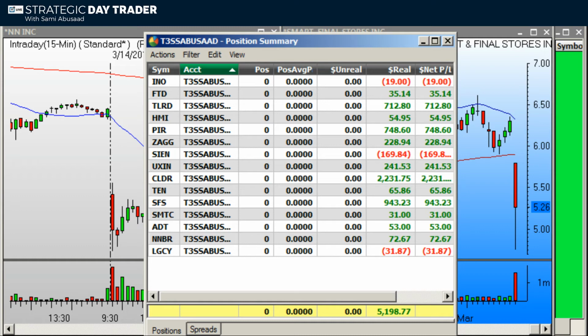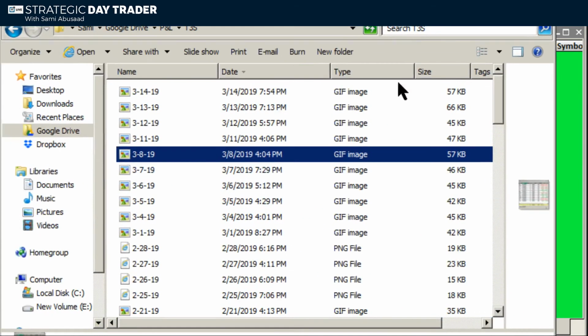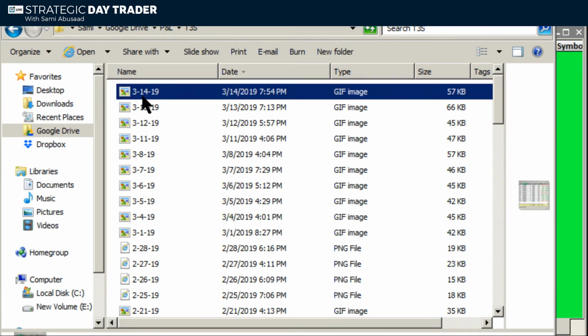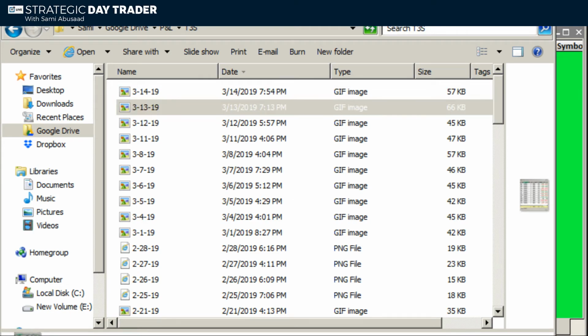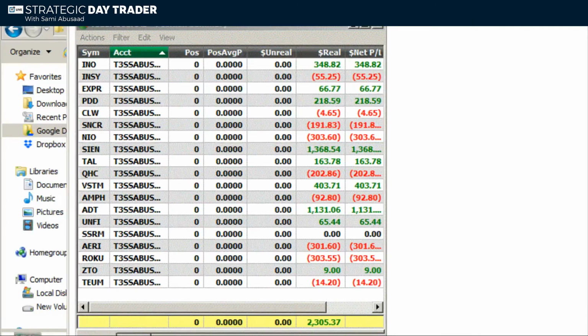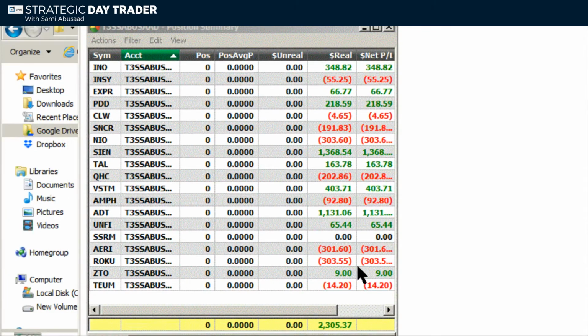Okay, let's take a look at. So today is the 14th. I already took a picture of my P&L. I take a picture every day, unless I forget. But I take a picture every day. This is yesterday. A lot of trades. From here, I would like to show you the SIEN maybe, which was my biggest trade. But let me go back to the charts here real quick.